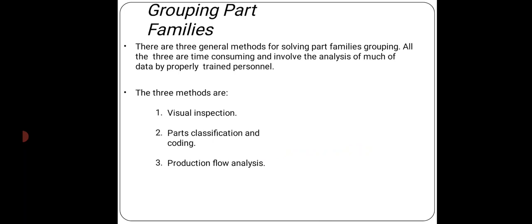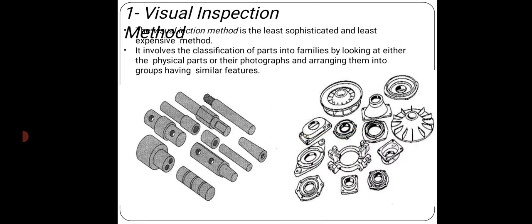Then group part family. There are three general methods for solving the part family grouping. All three are time consuming and involve the analysis of a lot of data by a properly trained person. The three methods for grouping the parts are: first one, visual inspection; second one, parts classification; third one, product flow analysis. The first method, visual inspection, is the simplest and least expensive method.